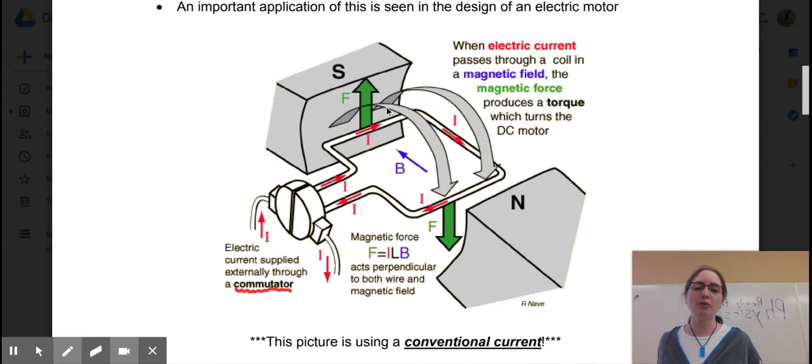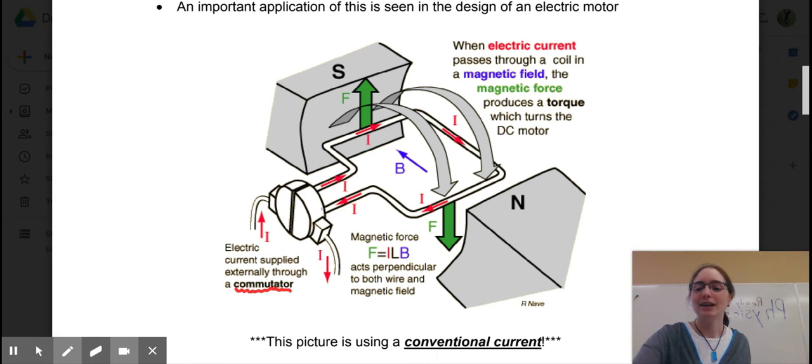Well, as this part of the wire loops up and over here, guess what? There's going to be an attraction there. So what the split ring commutator does is it changes the direction of those little electrons. Therefore, it's going to flip the direction of your magnet, so that we are continually having repulsion there. Which just means we're continually going to have that force, which is going to be spinning that wire. Which is pretty cool.